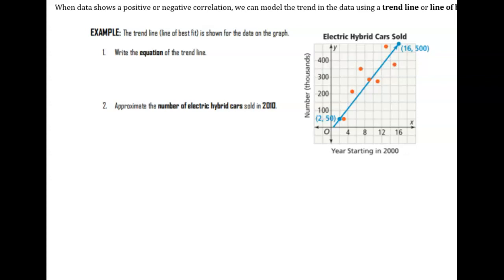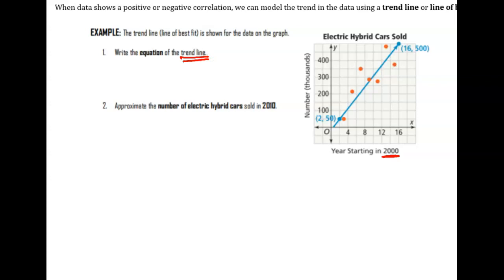If you notice, this data is shown for electric hybrid cars sold. In the year starting in 2000, so 2000 would be right here at the origin, and then it goes out to 2004, 2008, 2012, and 16. We got some sample data. Now, the line of best fit is the line that goes in between, the best fitting line. It might not go through some points; it takes the average of all the points and makes the equation of the trend line, or the line of best fit.